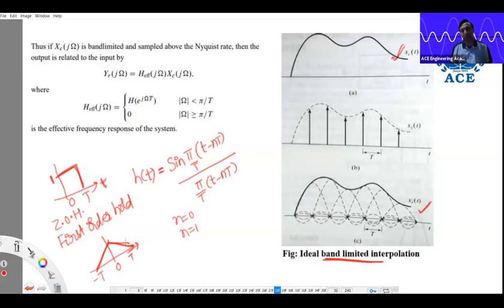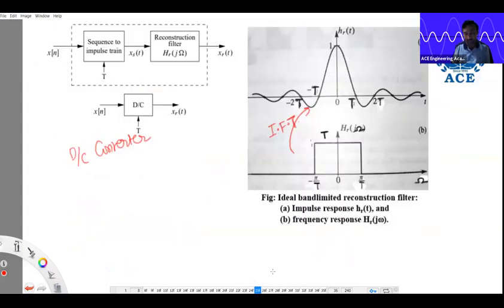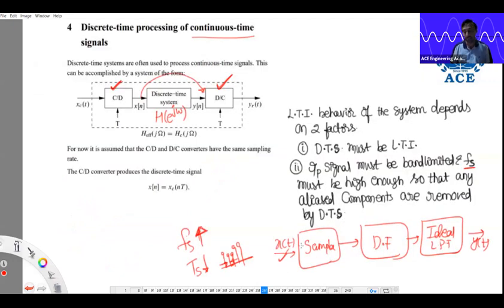The questions that may be possible for you: what is the ideal band limited interpolation graph in the time domain? It looks like which function? Sine pi t by pi t form. Correct? This is one possible question. Okay, 2-3 examples I will solve in the Z domain. How to convert a continuous signal back to a continuous output, 2-3 models. That type of question is possible.